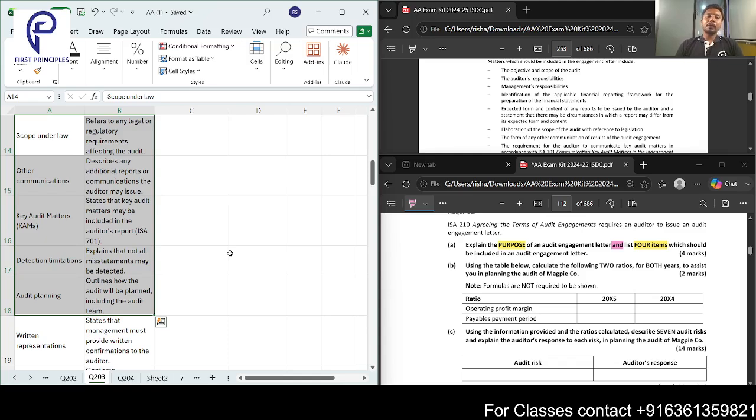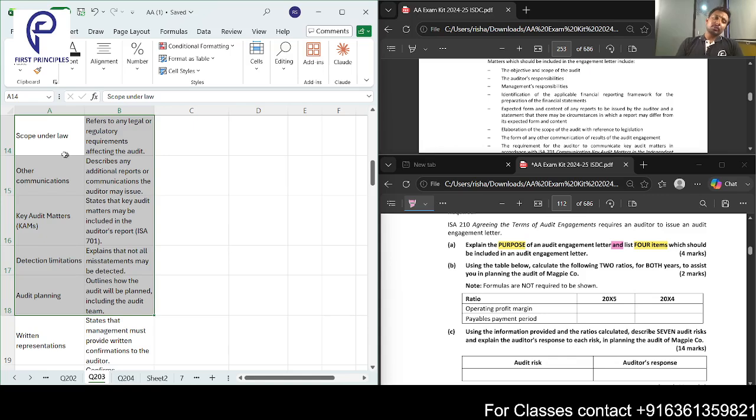And finally, you tell them how you are planning to go about the audit: first 2 months we'll do this, next 2 months, next 2 months, and who will be included in the audit team. So these are the things that you will look to understand.